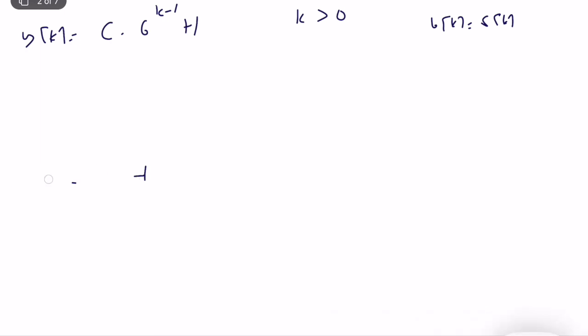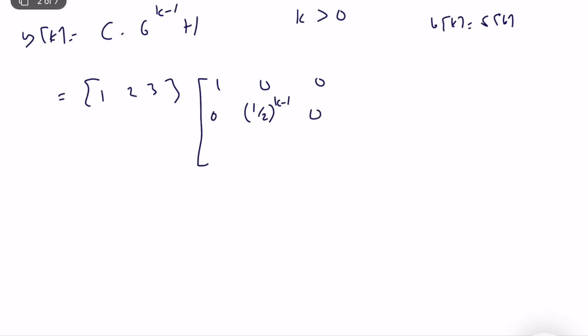So how can we compute that? What is C, if you remember? C is equal to 1, 2, 3. So I need to multiply by G to the power k minus 1. I already know that: it is diag of 1, 1/2, and minus 1, so 1 to the power k minus 1, 1 over 2 to the power k minus 1, and minus 1 to the power k minus 1. And of course, I need to multiply with the ones.